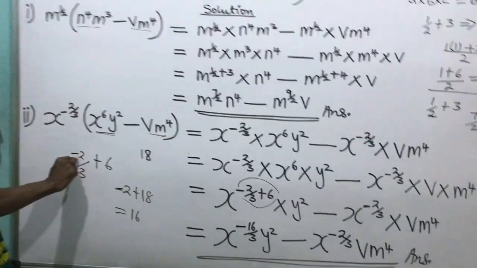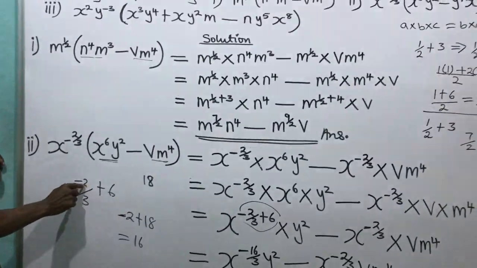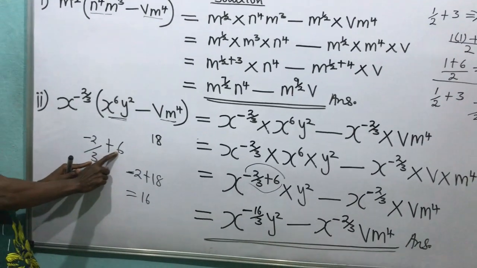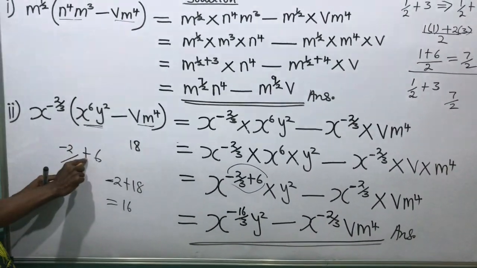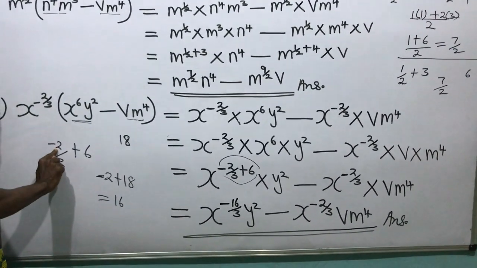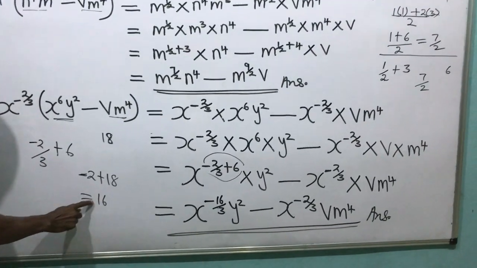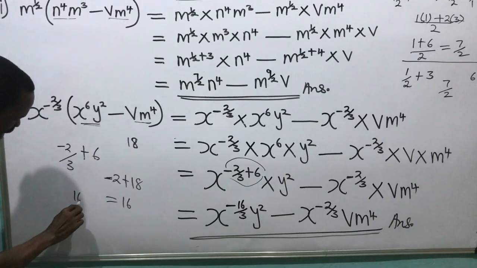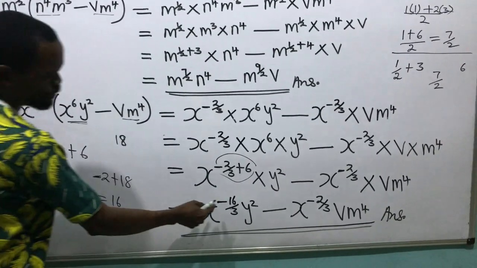That means this times this will give me 18. 18 plus, look at the plus, minus 2. 18 plus minus 2. You know what I do? 3 times 6 gives me 18. This 18 plus minus 2 will give me 16 over what? 3. And what I'm going to have here is 16 all over 3. And that's what we have here.